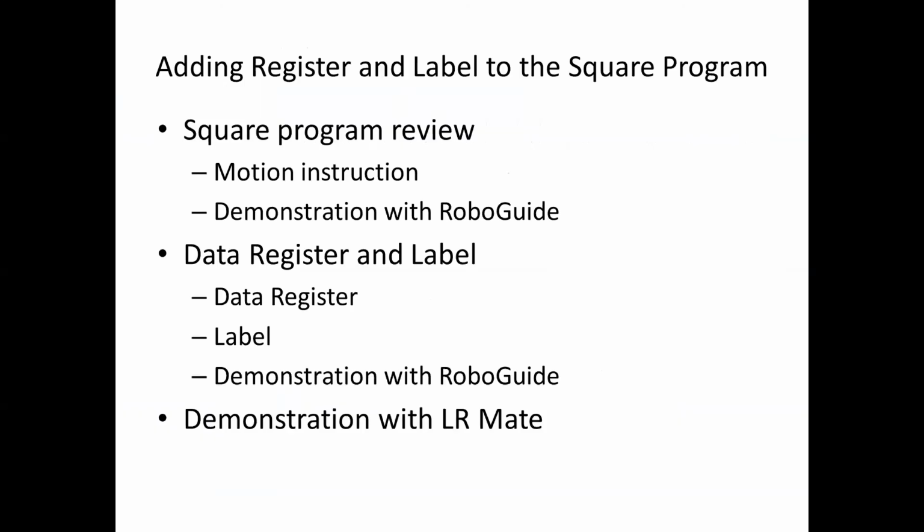In this video, I shared how to add data register and label to the square program so that we could draw the square multiple times. I first reviewed the motion instruction, used the RoboGuide to demonstrate how to draw the square 1 time. In the second part of this video, I introduced the concepts of data register and label, and I used the RoboGuide to demonstrate how to draw the square 3 times. At the end of this video, I used the RR Mate to demonstrate drawing the square 3 times.